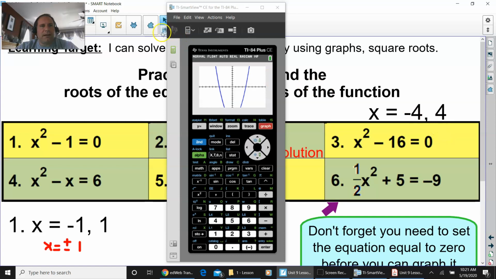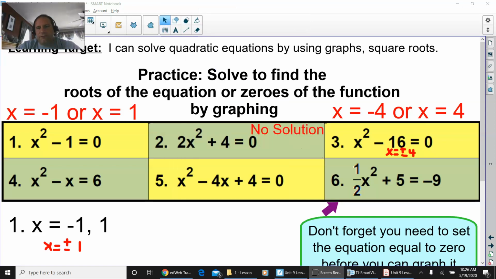You could write it this way: x equals positive and negative 4. That would show that it's both positive and negative 4 for number 3. Go ahead and do number 4. Press pause now. Okay, so number 3 is x equals -4 or x equals 4. Those are the roots. You could write it this way, or whatever. Try number 4.